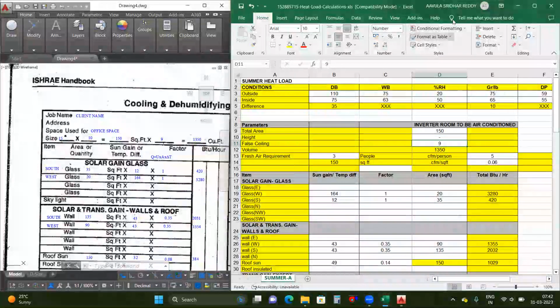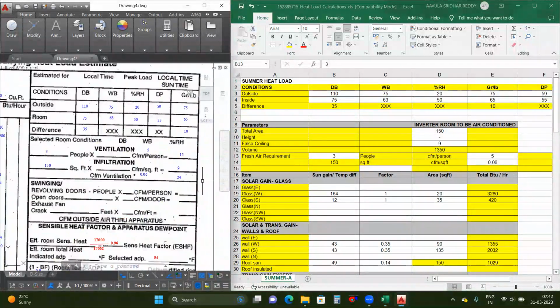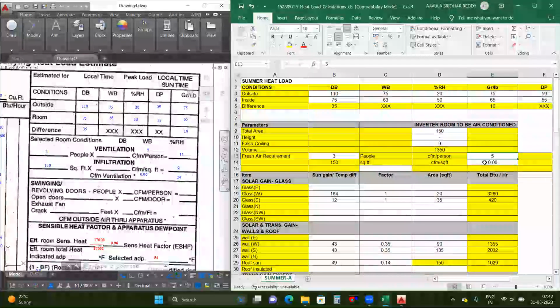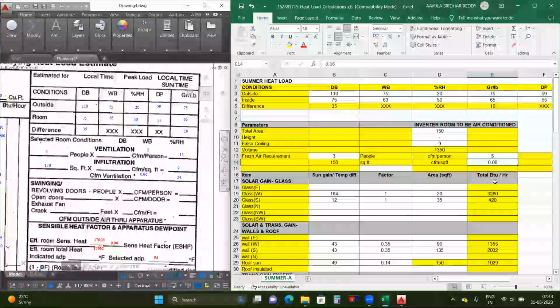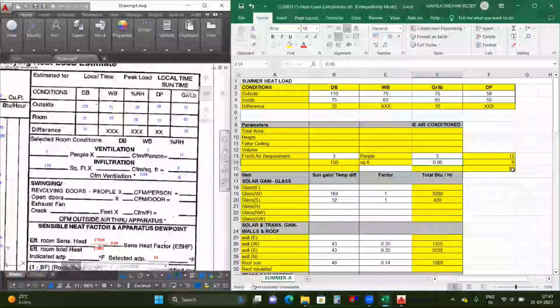Again, after this we need to calculate the fresh air requirement. Here we need to enter the number of people inside the room, that we have entered as 3. Next, CFM per person is 5, which we took yesterday from the data book. CFM per square feet is 0.06. The total fresh air requirement will be added here, that is 24.